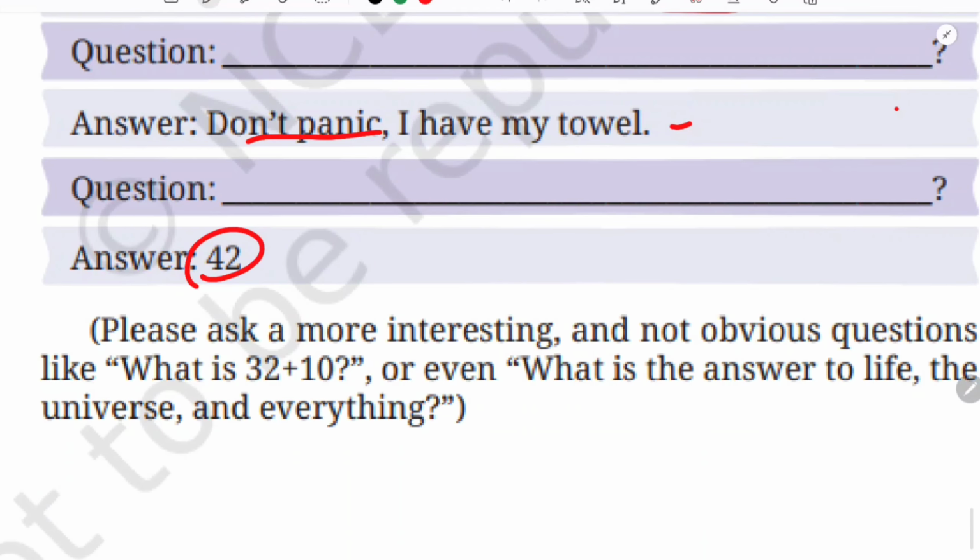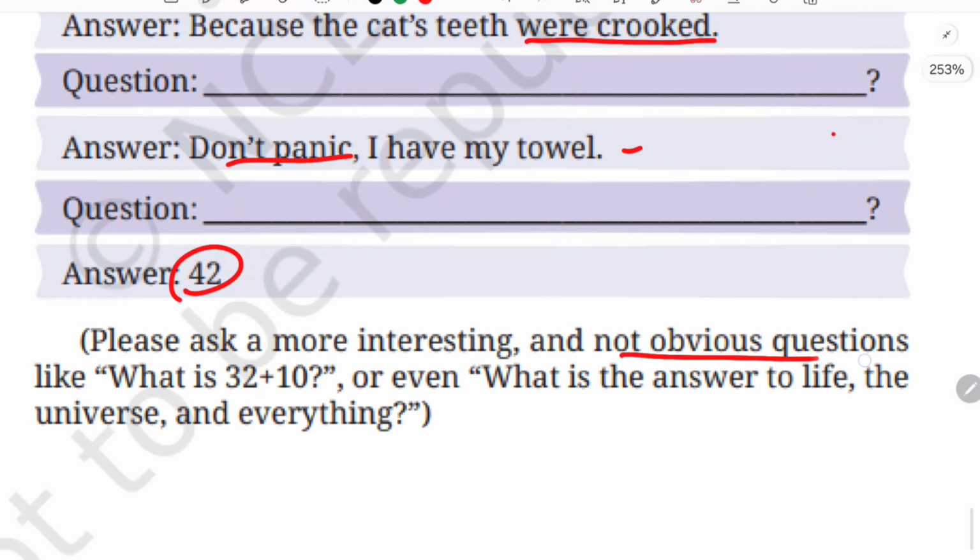Here they have asked us to please ask more interesting and not obvious questions, like what is 32 plus 10, or even what is the answer to life, the universe and everything. So you have been given the answer 42, and they are asking us not to simply ask what is 32 plus 10. Okay, the answer is 42, isn't it? So make some creative questions, or you can ask, how many chocolates were there inside the packet? The answer might be 42. Or how many cookies were there inside the packet? Isn't it? The answer might be 42. So you can ask some exciting questions like that.